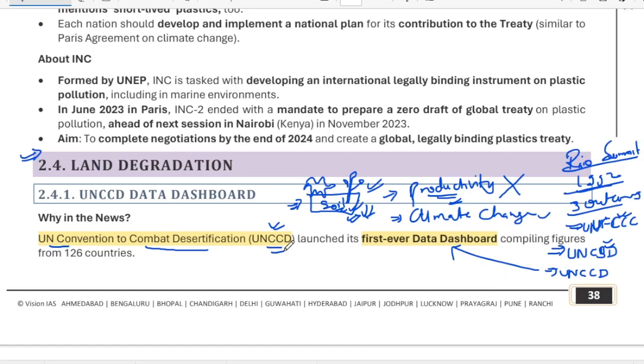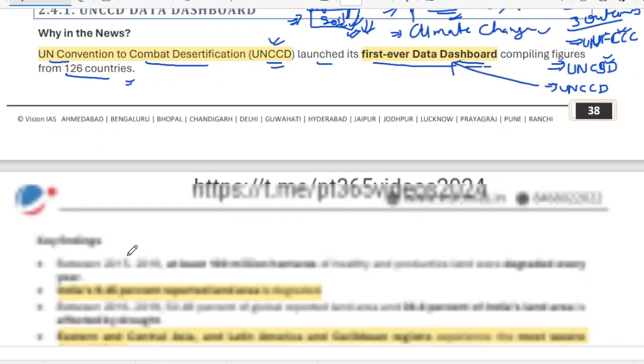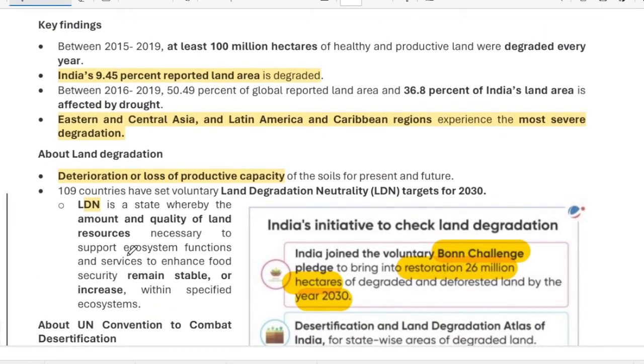Now UNCCD has launched its first ever data dashboard. That data dashboard has been launched to compile the figures of 126 countries. So what is this dashboard all about, we will see here. What are the findings of this dashboard? At least 100 million hectares of productive land is degraded every year. Every year 100 million hectares are degrading. That is the severity of this problem.